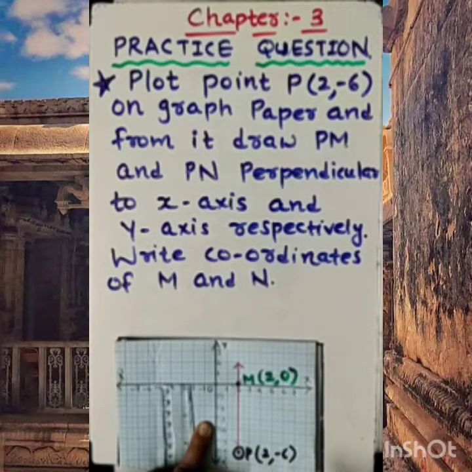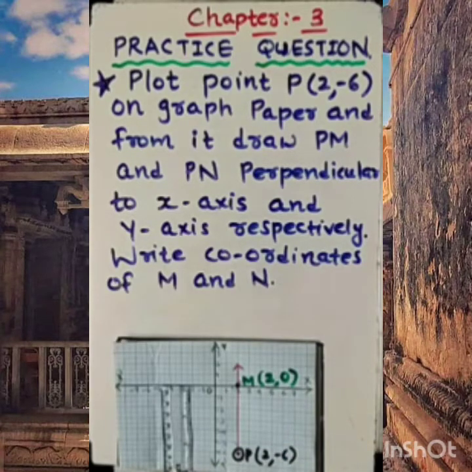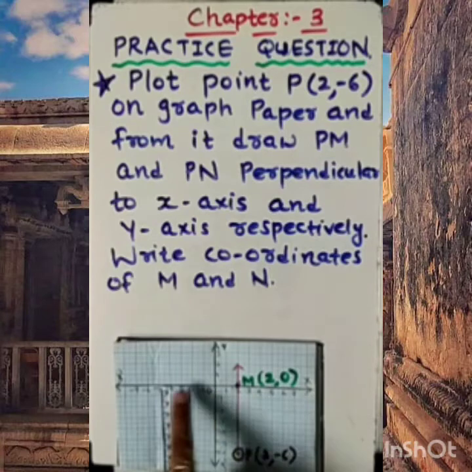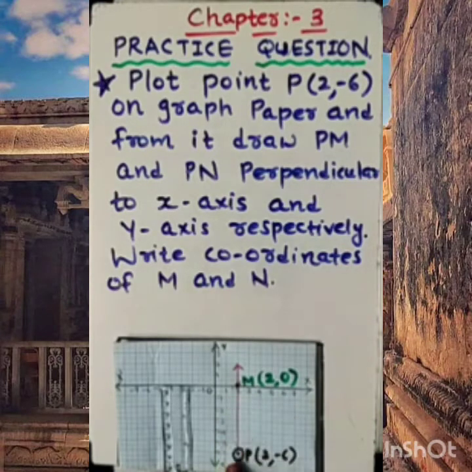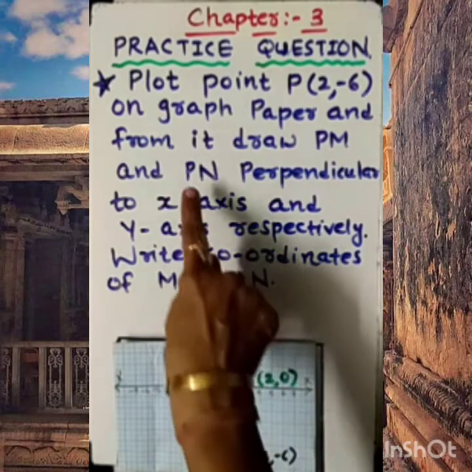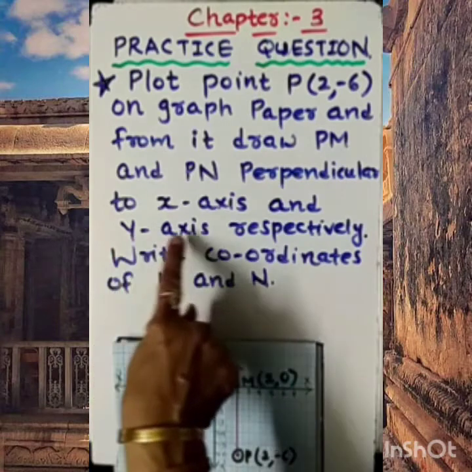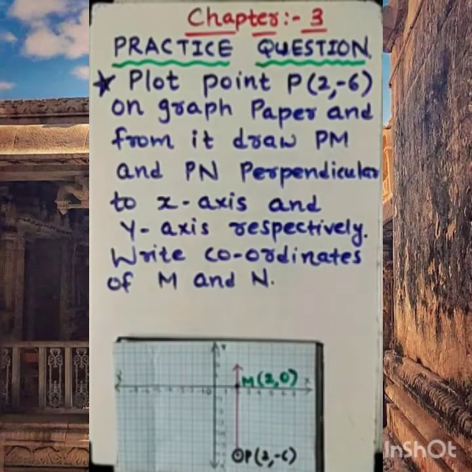So the M point, its coordinate will be (2, 0). Clear to you? Now this is the perpendicular to x-axis. Perpendicular means forming a 90-degree angle. You can see this line PM. PM is perpendicular to x-axis. Okay. Now let's draw PN. PN is perpendicular to y-axis.